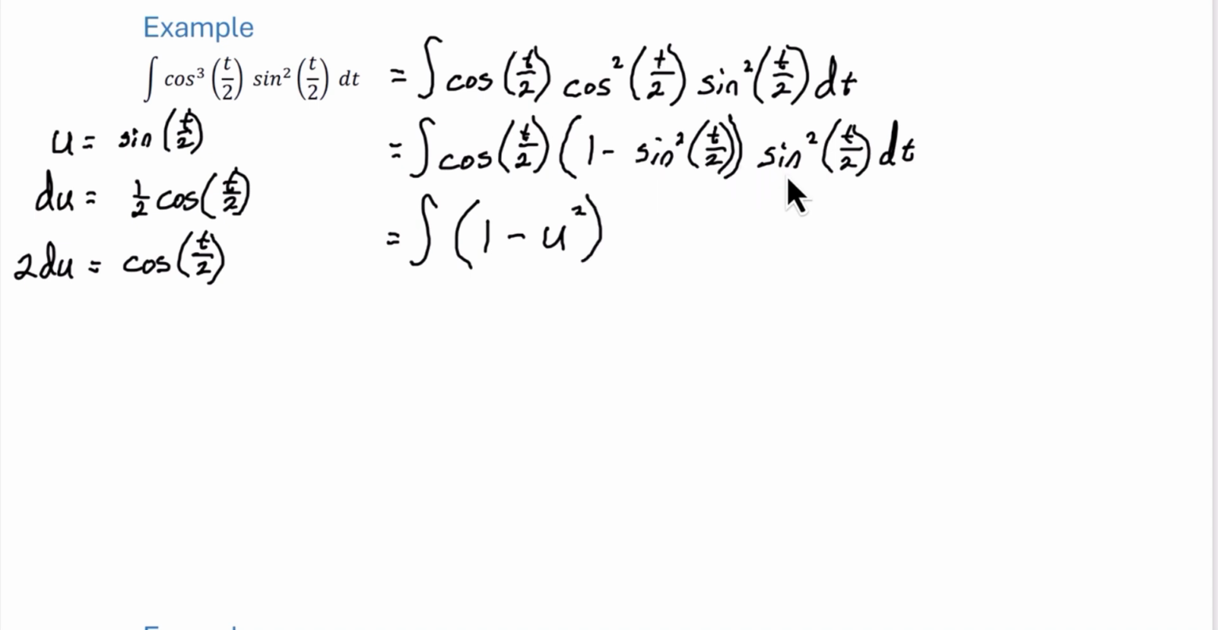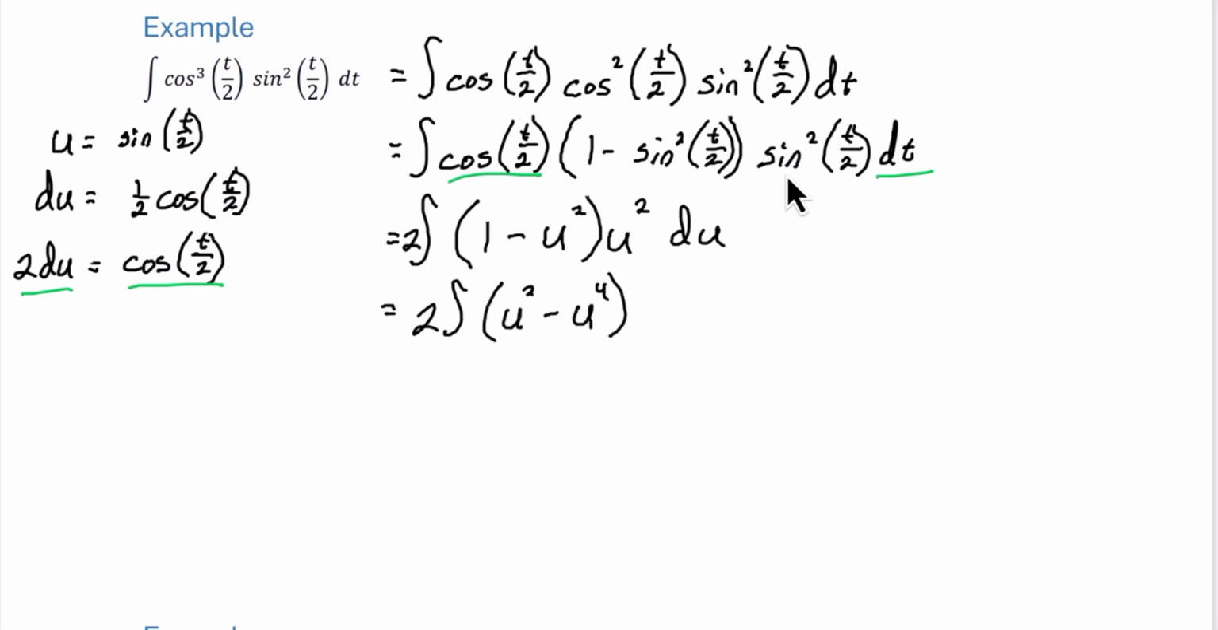And again, sine squared, we are replacing with u squared. The cosine dt is now 2 times du. So we'll put du at the end, and we can pull the 2 out front since it's just a constant. Simplifying from here, we can distribute that u squared. We have u squared minus u to the 4th du.